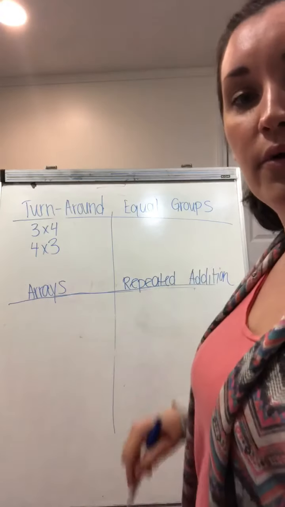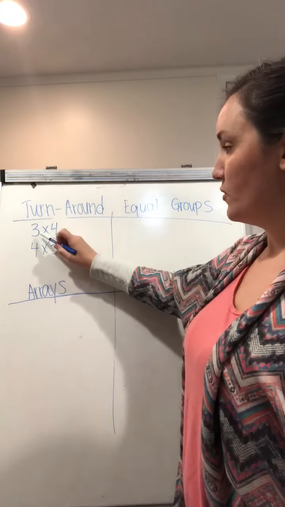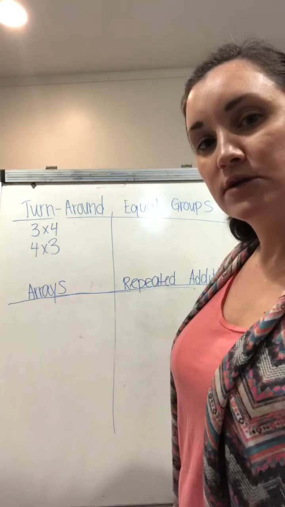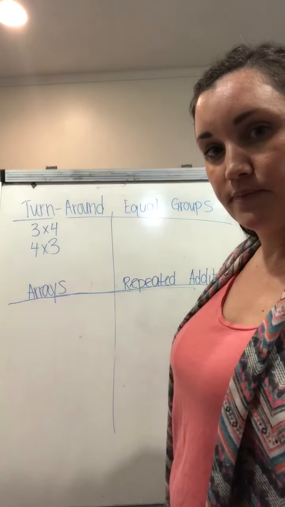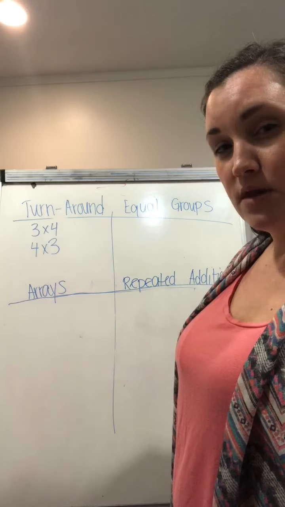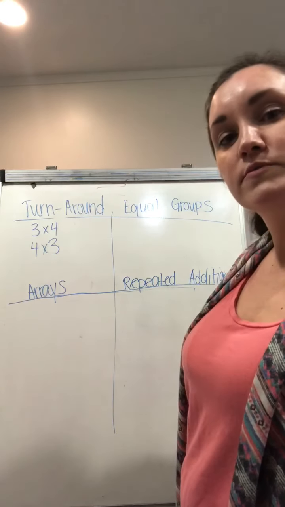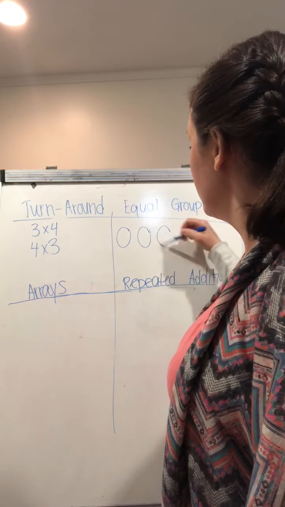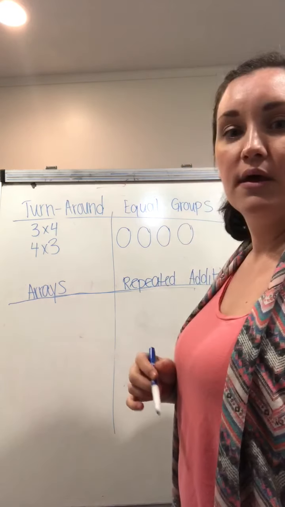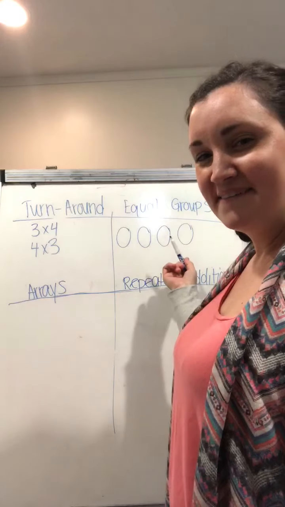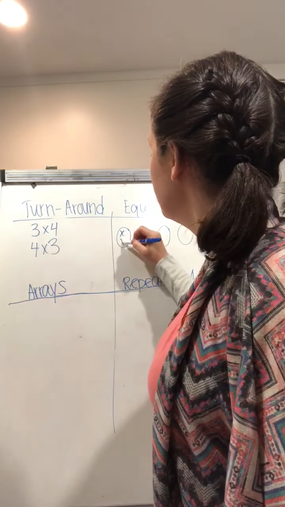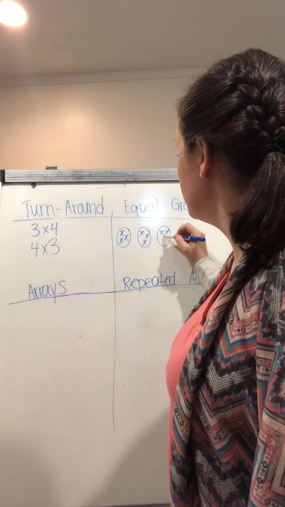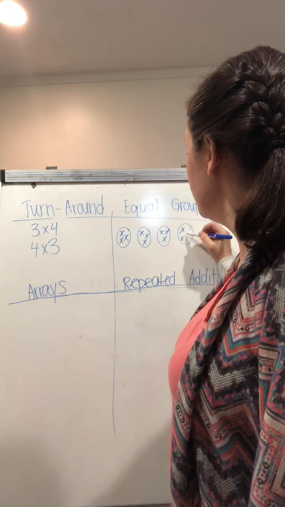All right, and then equal groups. I want to show either 3 groups of 4 or 4 groups of 3. Pause the video and pick which one you want to do. I'm going to do 4 groups of 3 for mine. 1, 2, 3, 4. How many should I put in here? 3. 1, 2, 3. 1, 2, 3. 1, 2, 3. 1, 2, 3.